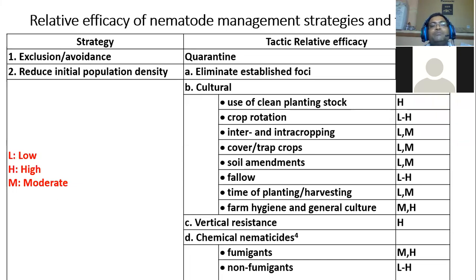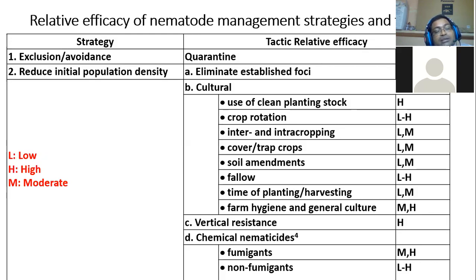Now we can check one by one which one is high efficacy and which one is low efficacy. Exclusion and avoidance, we call it quarantine, right? The quarantine method is moderate to high. For certain nematodes it works moderately, for certain nematodes it works highly. For example, in Sri Lanka, quarantine regulations will not work much for potato, because we are importing potato and onion for consumption, and we are not checking them in quarantine because it's for economic purposes.